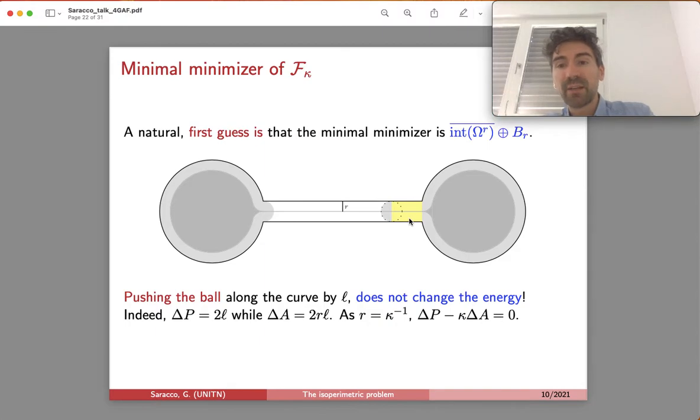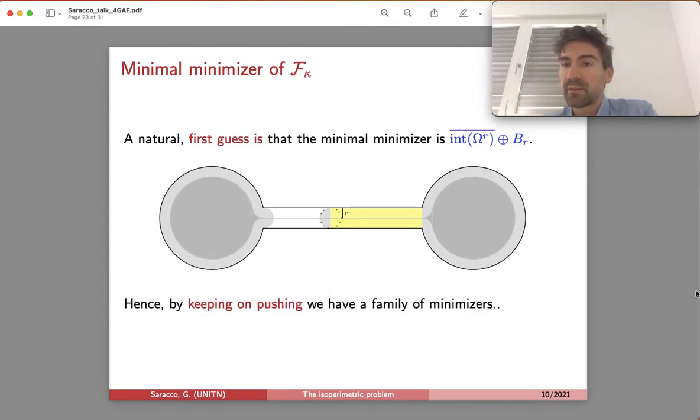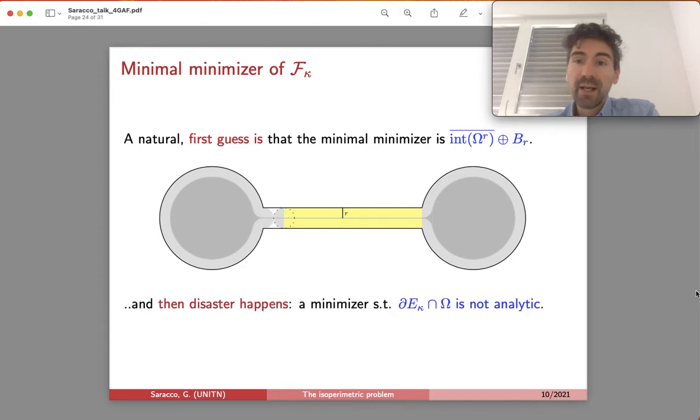And this means that this guy here, if we started from a minimizer, is again a minimizer. So I keep pushing forward, and this again needs to be a minimizer. And I push forward and forward and forward, but at some point I arrive at this configuration. And from my hypothesis, from my reductio ad absurdum argument, this needs to be a minimizer. But this would be a minimizer whose interior boundary is not analytic, which is impossible. So our first natural educated guess must be discarded, okay?